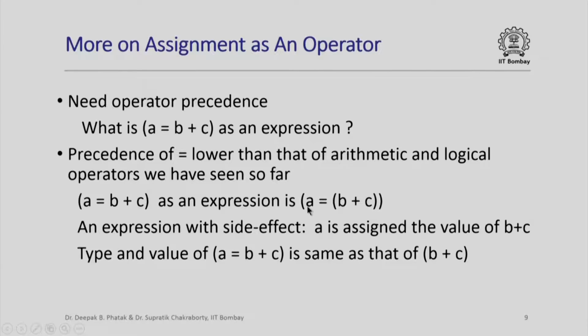And when this assignment operator is evaluated, we have a side effect, which is A is assigned the value of the expression to the right hand side of the equal sign, which is B plus C, and the type of this entire assignment expression is the type of the expression that appears to the right hand side of the assignment operator. So it is the same as the type of B plus C, and similarly the value of this assignment expression is the same as the value of B plus C.